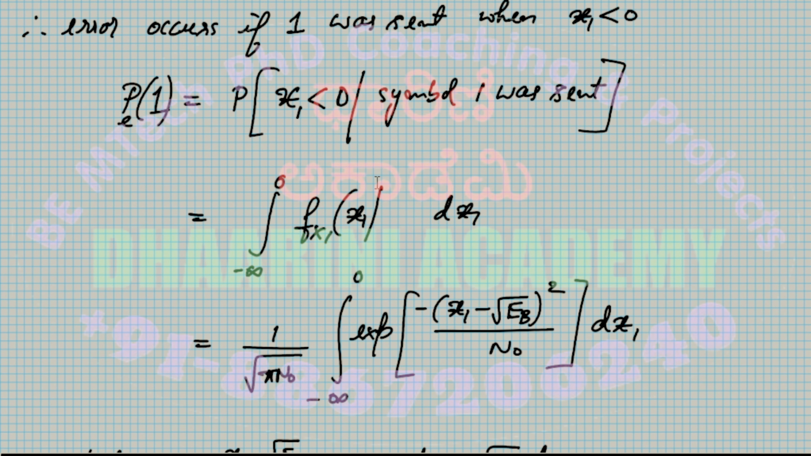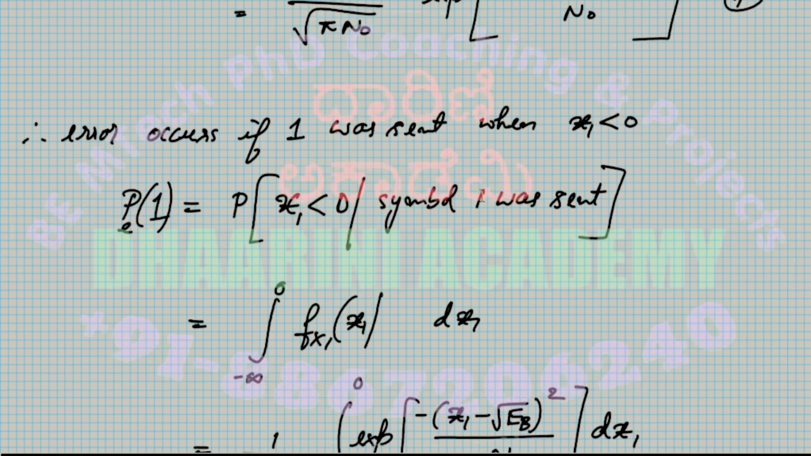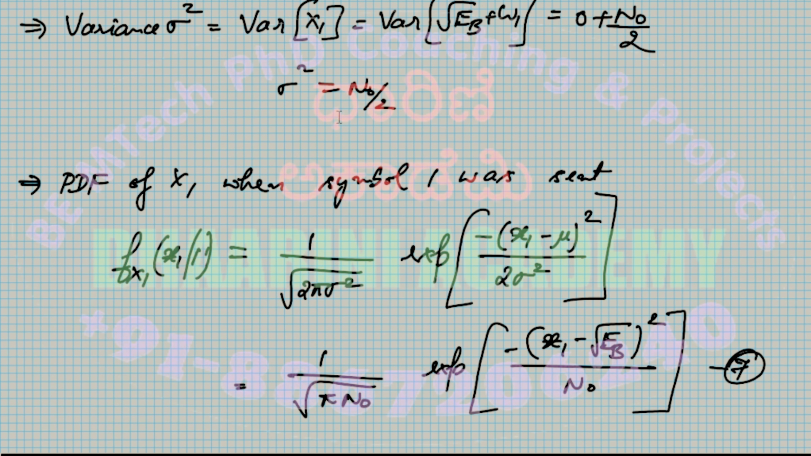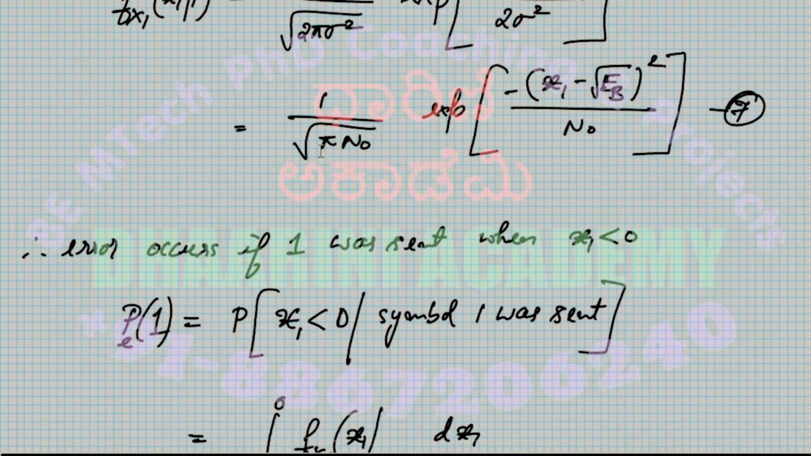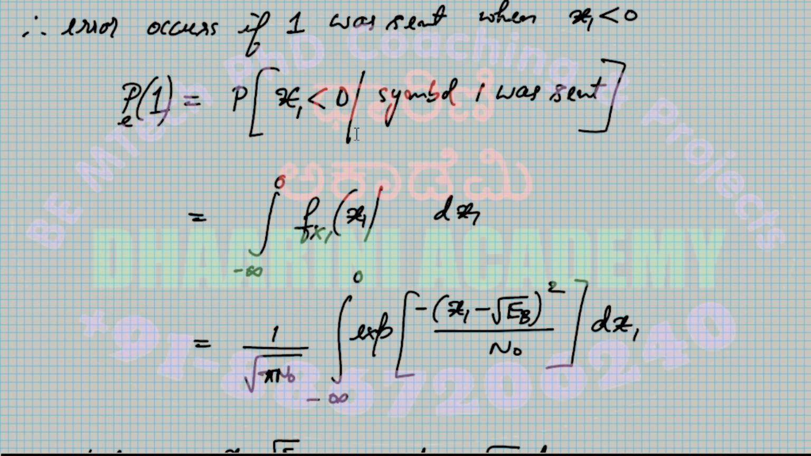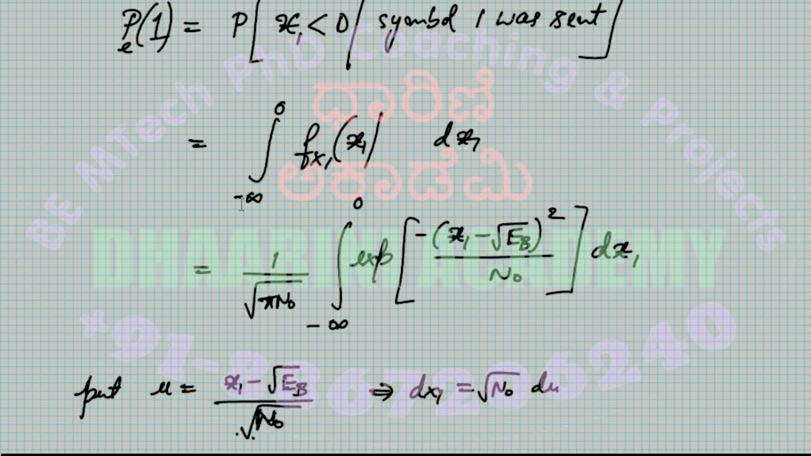Then you decide what the condition is. Sigma square is the variance, which is N naught by 2. So the 2 cancels, you are left with pi N naught. Now you have to decide what the limit of the integration should be, so that I can get the probability from this PDF. So x1 should be less than 0. Less than 0 means anywhere between minus infinity to 0. So the limit changes according to that, and we substitute the PDF we calculated.